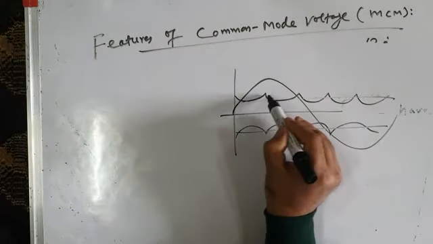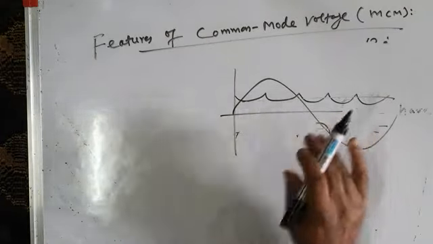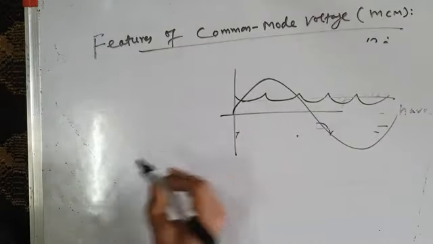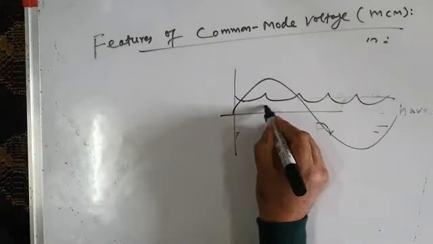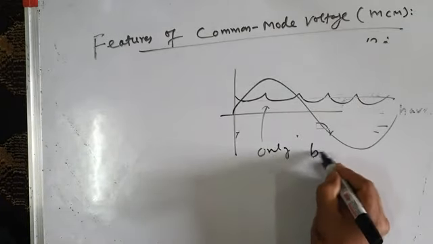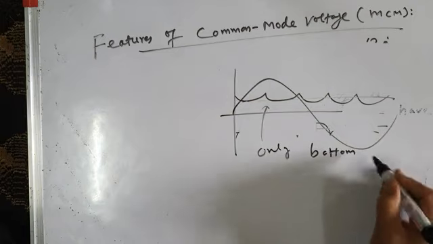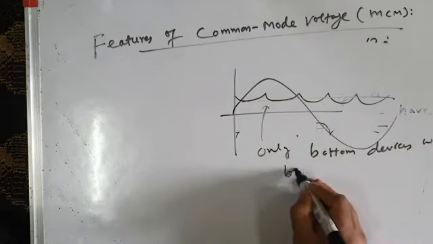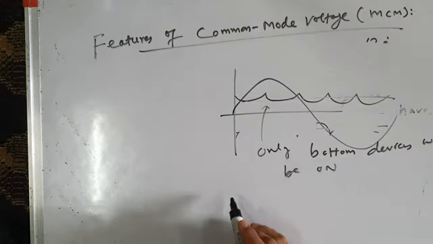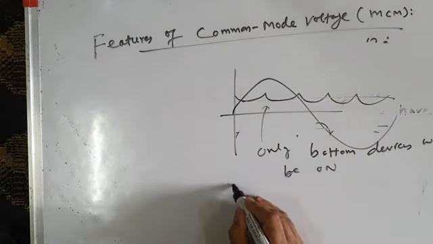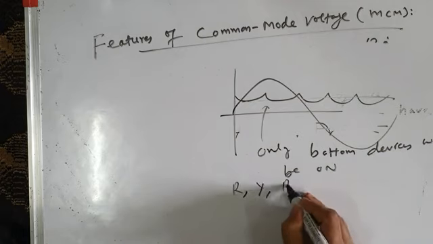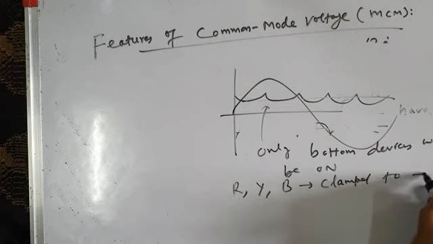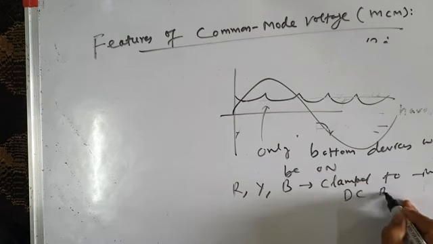If your common mode signal would have been like this, with a finite positive average value, then it would have caused bus clamping of only bottom devices. Only bottom devices would have been on. Top devices की switching होती रहती. That means your phase legs R, Y and B would have got clamped to negative DC bus, not positive DC bus.